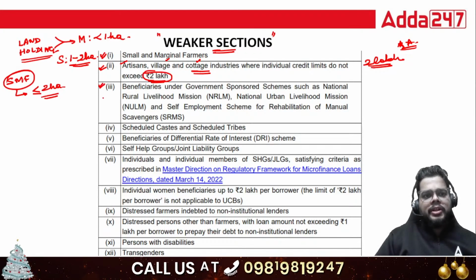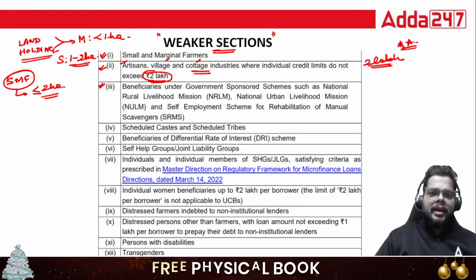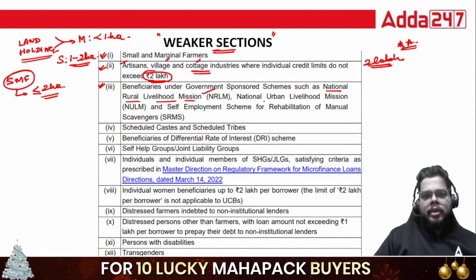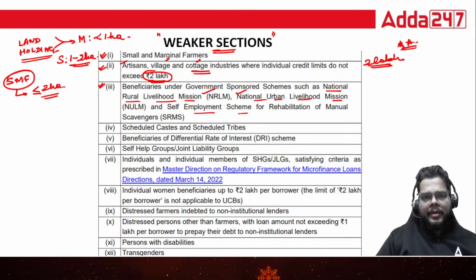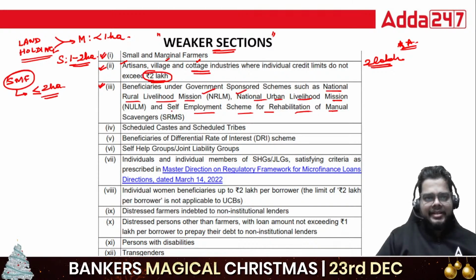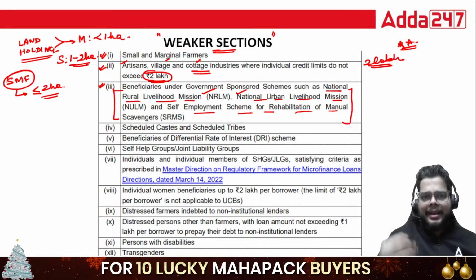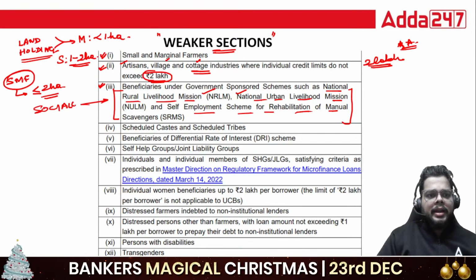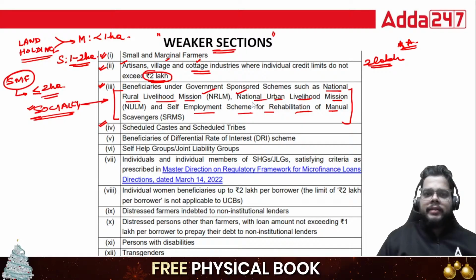Then we have certain beneficiaries who are present in the rural India, and mostly these beneficiaries are covered under the government sponsored schemes like National Rural Livelihood Mission, NRLM. You have the National Urban Livelihood Mission, NULM. Along with that, you also see Self Employment Scheme for Rehabilitation of Manual Scavengers, SRMS. More or less, when we club these schemes together, there is a single essence. The commonality between all these schemes is what? That they are redirected towards those people who are socially deprived. Fine, socially deprived. Then scheduled caste, scheduled tribes, that is also one of the categories under the weaker sections.